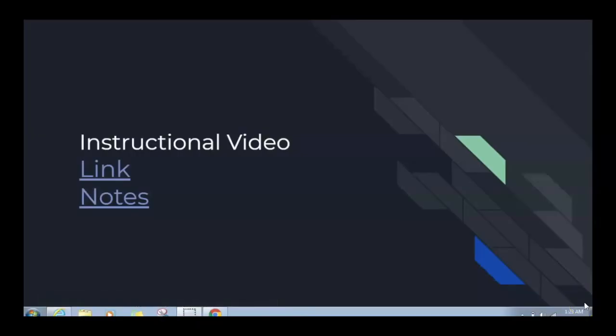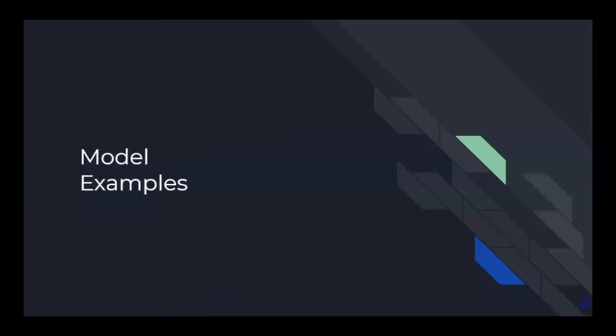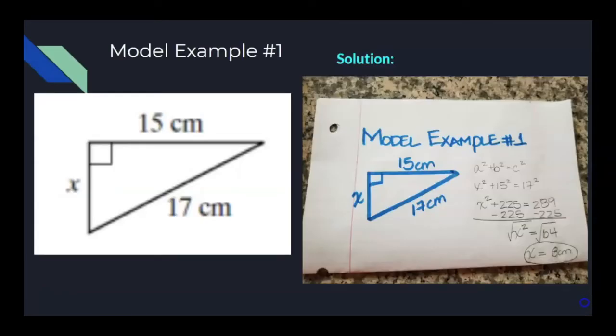Now that you've learned our skill for today, we will look at some model examples. The first model example is a simple triangle. Notice that we have one of the legs and the hypotenuse, and we must find the other leg.